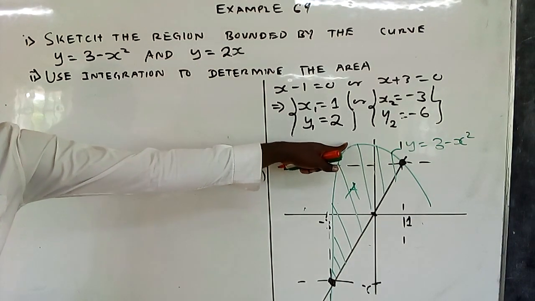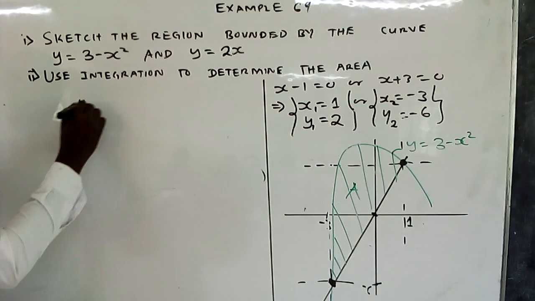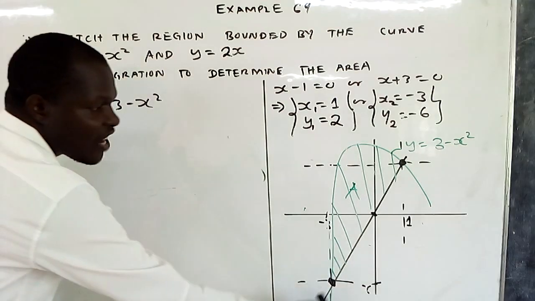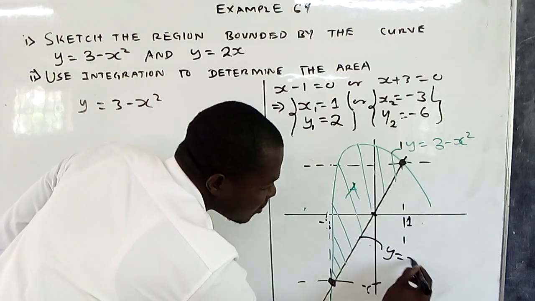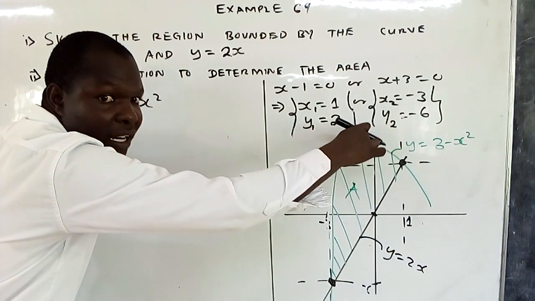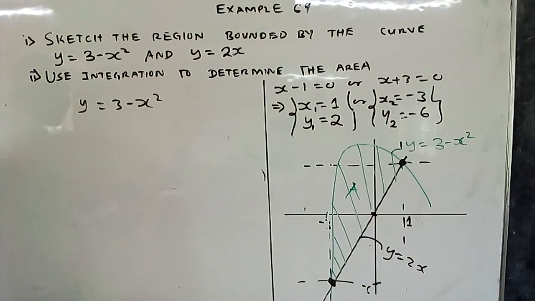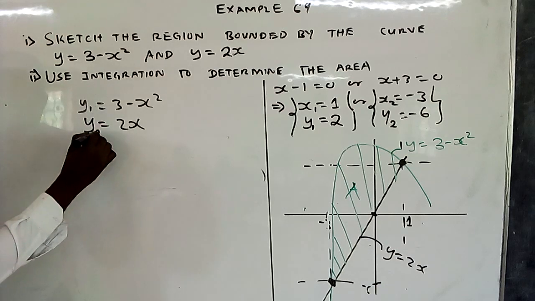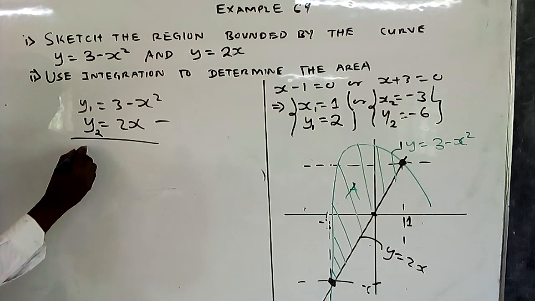So are you seeing the curve which is upward? The one on the upper region is y equals 3 minus x squared. Then the one which is downward is y equals 2x. So it is the upper one minus the lower one. You can let this be y1, let this be y2, then you subtract: y1 minus y2.